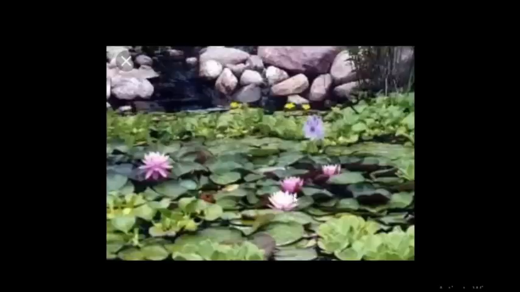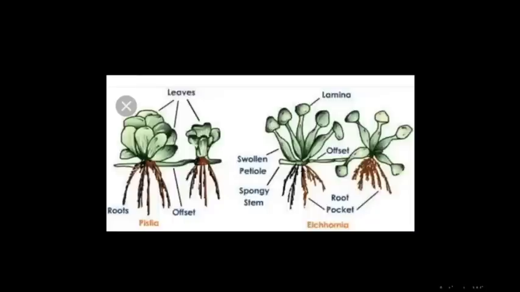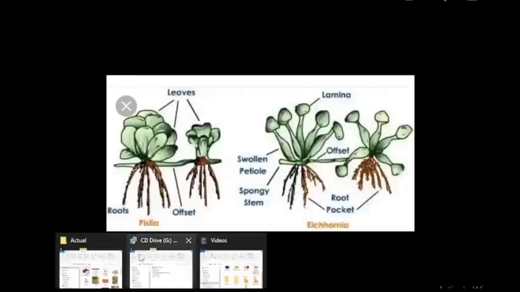This is another picture of water lettuce. So that is about what we have for the water lettuce. So perhaps you are asked to make a diagram of the water lettuce. This is the diagrammatic representation of what water lettuce looks like. You can see the leaves and then the roots that is found there. So basically that is what we'll be looking at for the water lettuce.